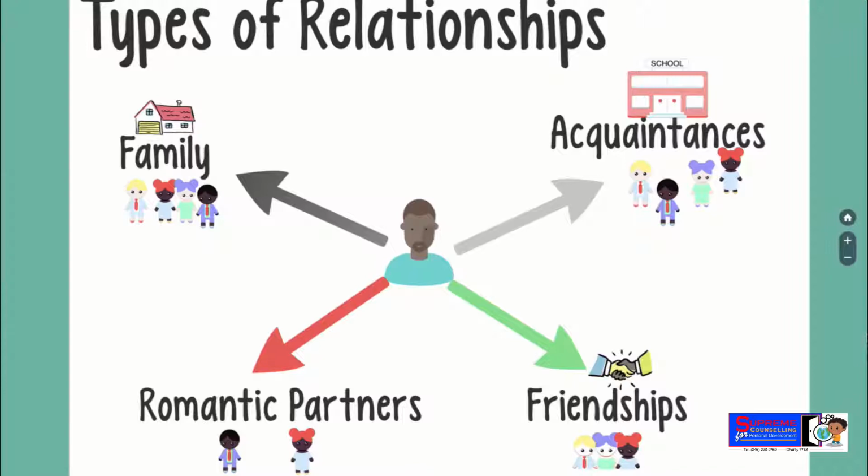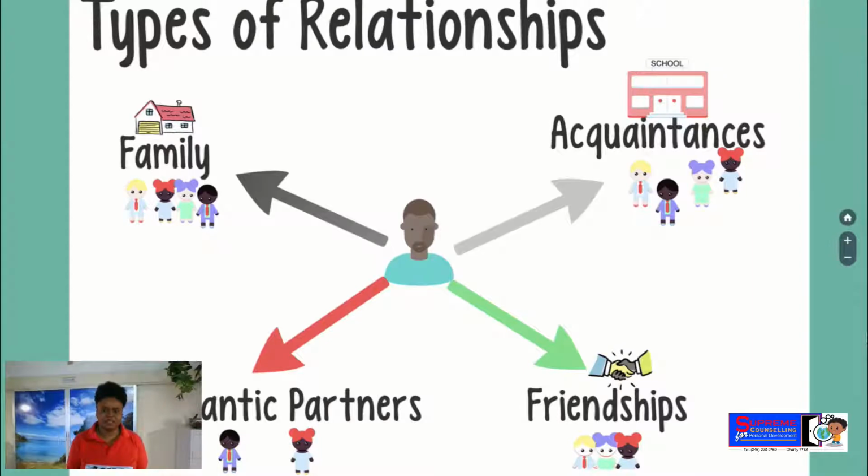Acquaintances, those are the people you would normally just see around. So you have your schoolmates, your teachers. If you're working, you have your boss. You have maybe the neighbor down the street that you don't really talk to, but you see them from time to time. So all of those are your acquaintances.